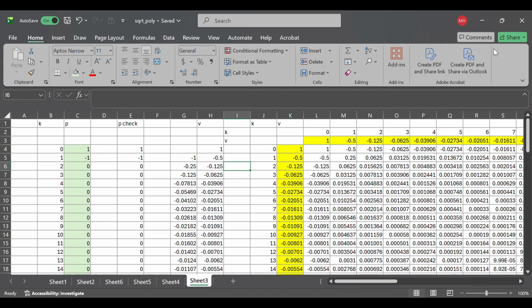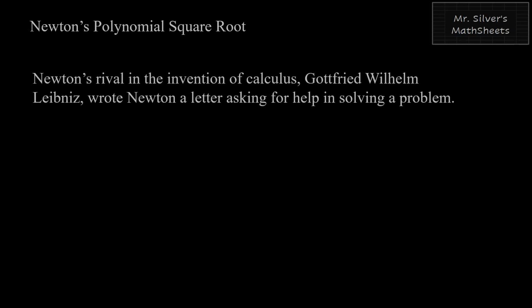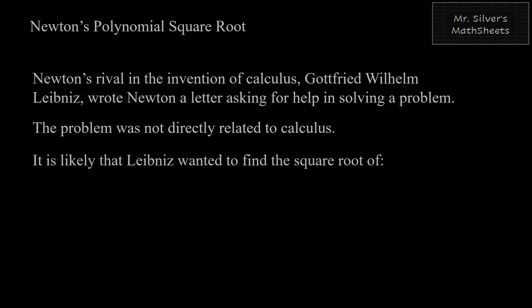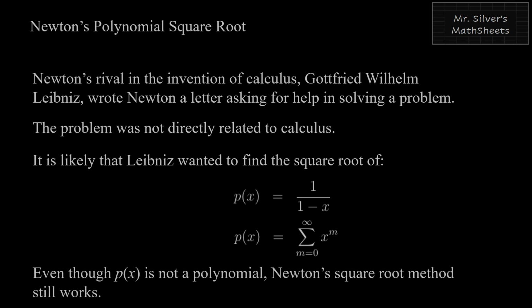All right. There. Newton's rival in the invention of calculus, Leibniz, wrote Newton a letter asking for help in solving a problem. The problem wasn't directly related to calculus. He was trying to find the square root of a polynomial, and he wanted to understand that method. Probably he was trying to solve this problem because it shows up in a formula he was working on.